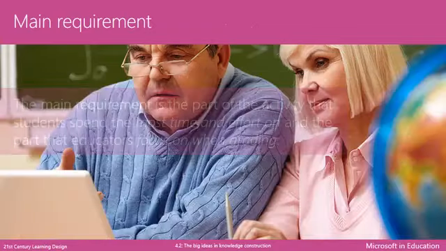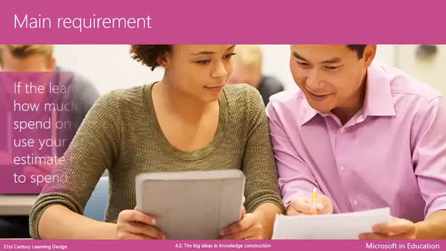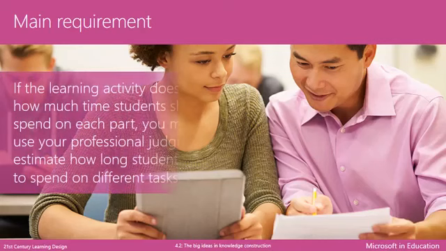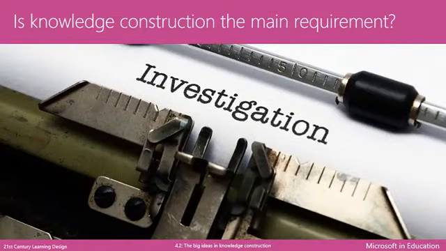The main requirement is the part of the activity that students spend the most time and effort on, and the part that educators focus on when grading. If the learning activity does not specify how much time students should spend on each part, you may have to use your professional judgment to estimate how long students are likely to spend on different tasks. Now think about the following situations to determine if knowledge construction is the main requirement of the learning activity.